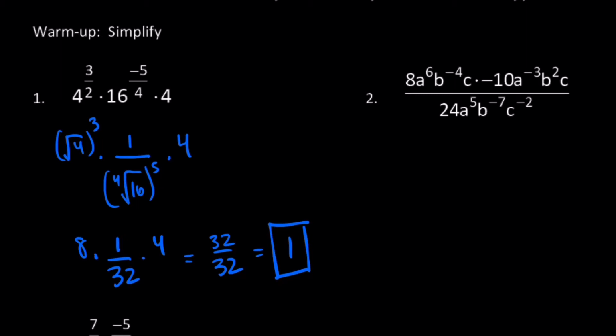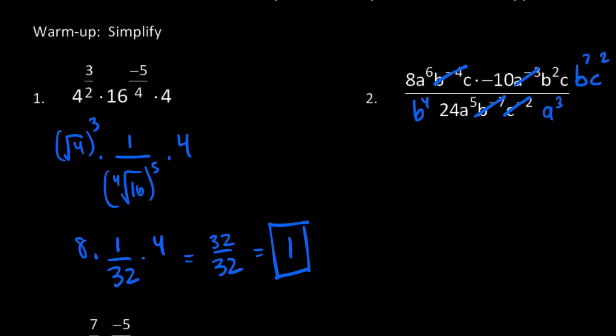Question number 2, my approach, it's not the only approach. I prefer to move all my negative exponents first to make this a little bit simpler. So in doing so, b to the negative 4 goes to the denominator as b to the 4th. A to the negative 3 goes to the denominator as a cubed. B to the negative 7th in the denominator goes to the numerator as b to the 7th. And c to the negative 2 goes to the numerator as c squared.